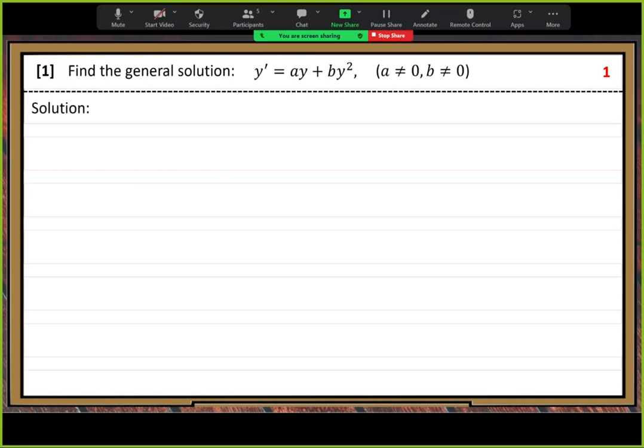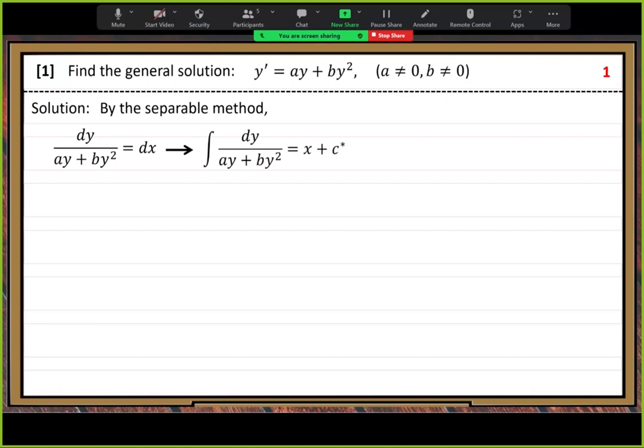All right. Now, first, by the separable method, we can write it in this way. Very easy. So we can write the integral like this. But the question is how to calculate the left-hand side integral. We did one example last time. Remember last time? Last time we talked about partial fraction technique, right? Here, the situation we need to apply partial fraction technique.